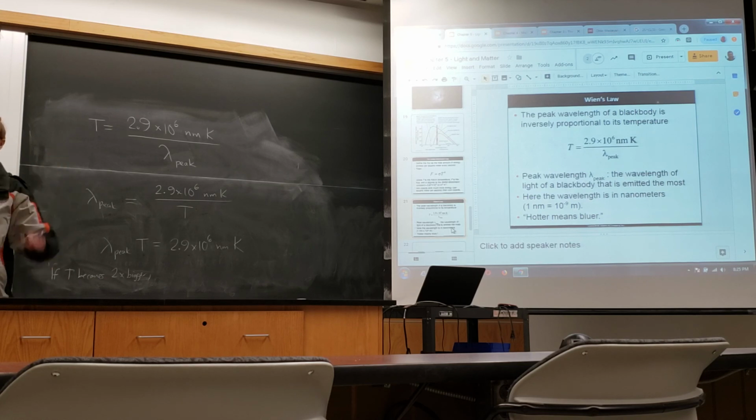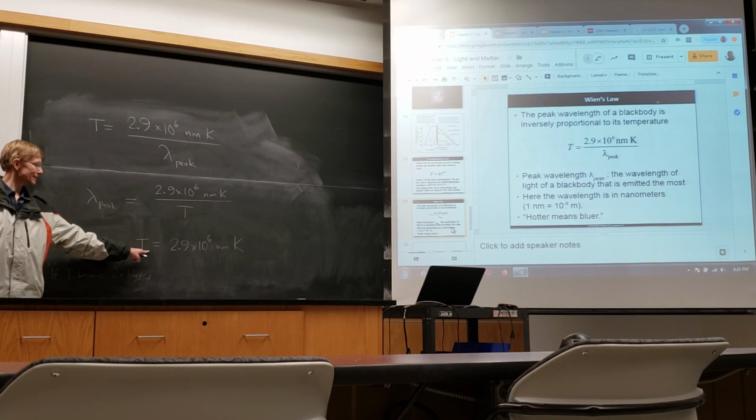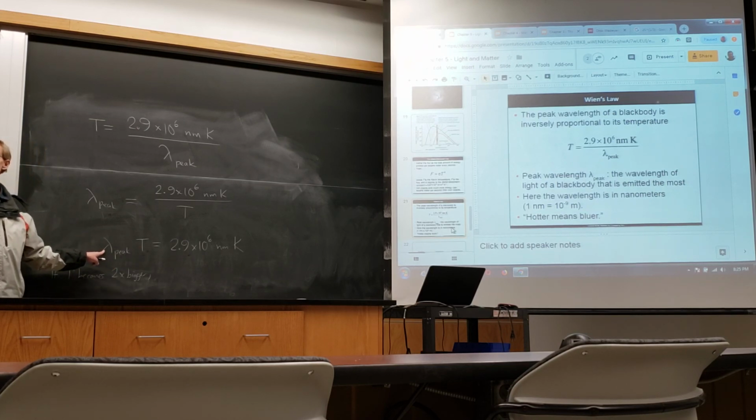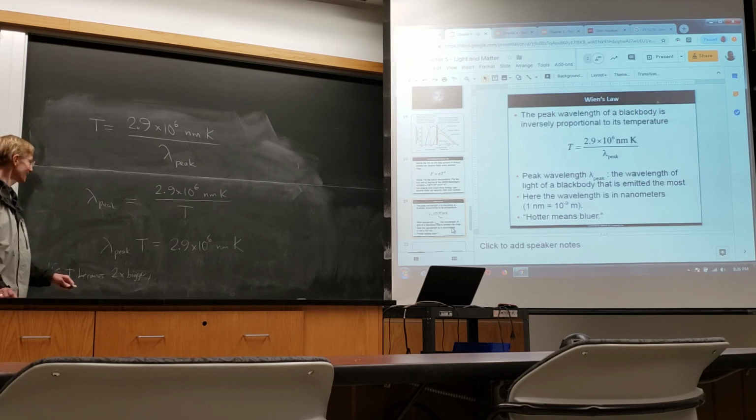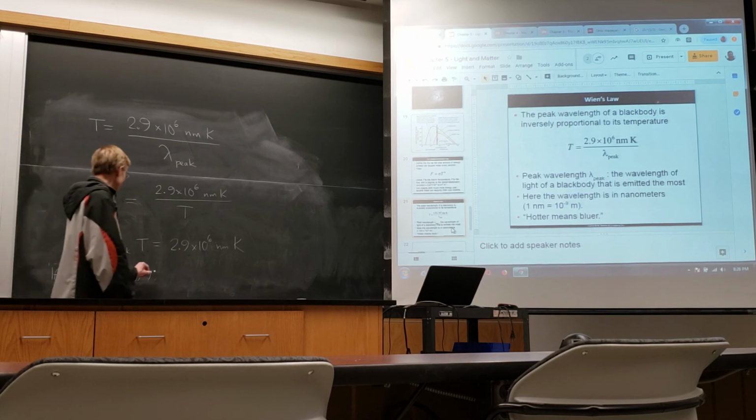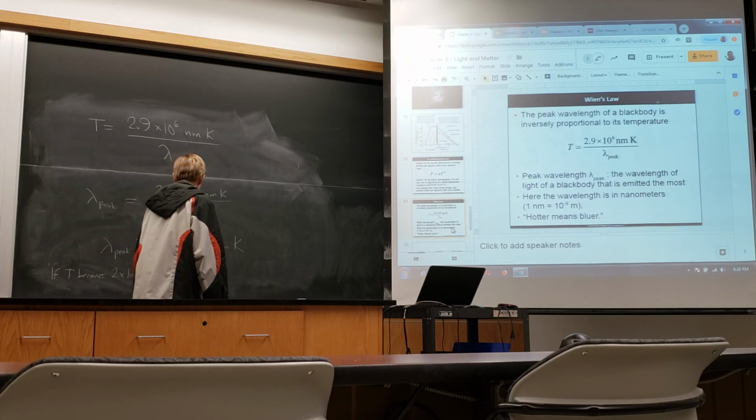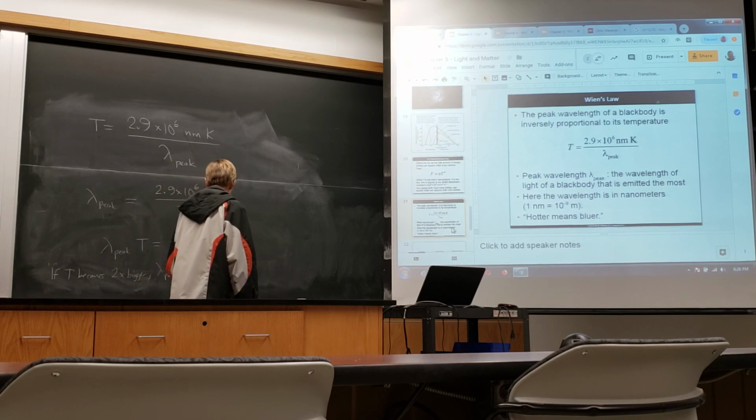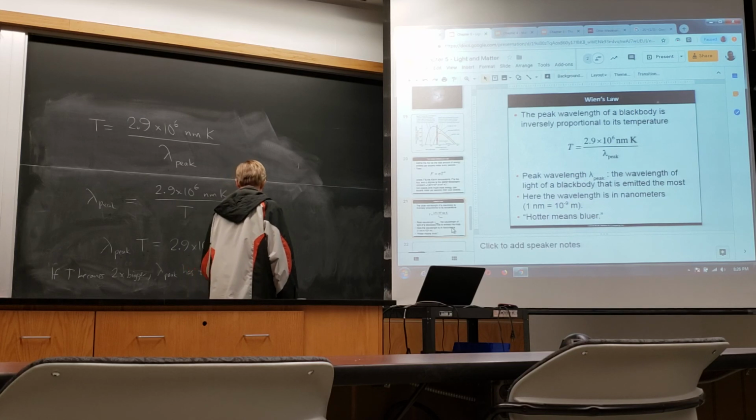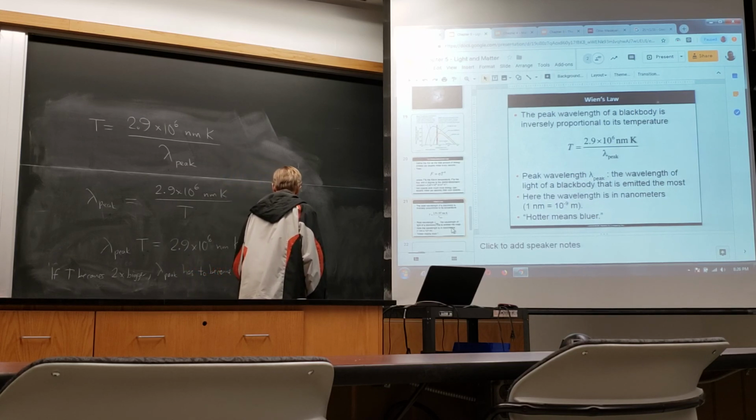So if T becomes twice as big, what has to happen to the other number to compensate? It has to be only half as big in order to compensate. Are you buying what I'm selling, yes or no? Yeah. That was very convincing. Okay. So if T becomes 2 times bigger, lambda peak has to become 2 times smaller.